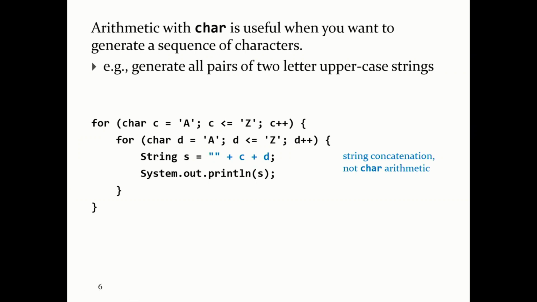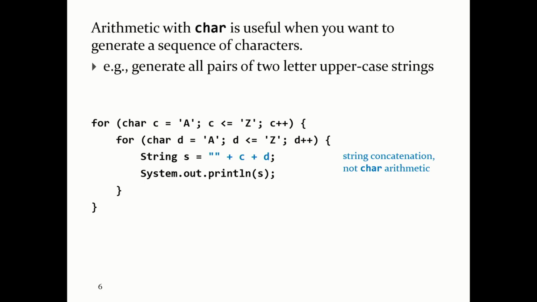So why would you want to do it? Here's an example of why. I can write loops using chars as my loop variables. I can generate all pairs of two uppercase letters with a nested loop. My character c starts at A and goes up to and includes Z. My character d starts at A and goes up to and includes Z. And then I'm just going to concatenate the two characters together.